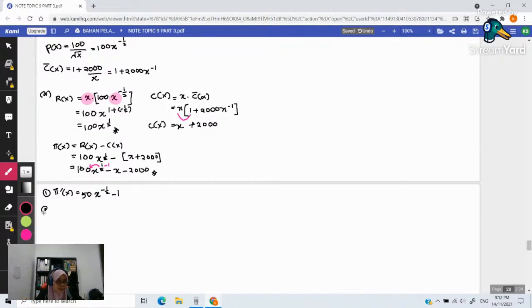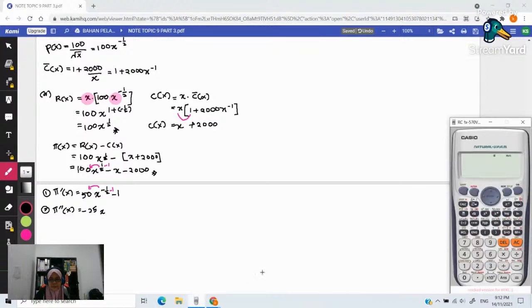So what is your second step? Second step, we need to find pi double prime(x). So you must remember 3 steps: power bring to the front, copy, and minus 1. So 50 multiplied with negative 1 over 2 becomes negative 25. x to the power of, we calculate, negative 1 over 2.